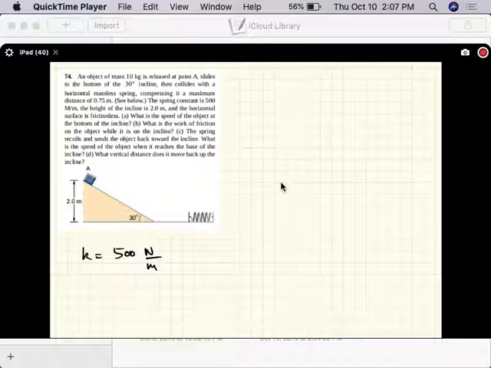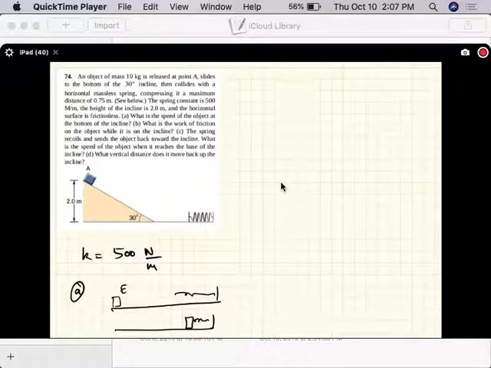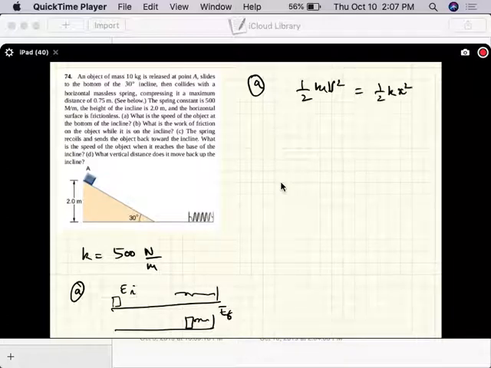So what is the speed of the object at the bottom of the incline? We'll just draw the horizontal portion, and then it compresses the spring. This will be the initial energy, this will be the final energy, and I'm going to start doing stuff fast. Initially you have kinetic energy at the bottom of the hill, and that gets turned into spring potential energy.